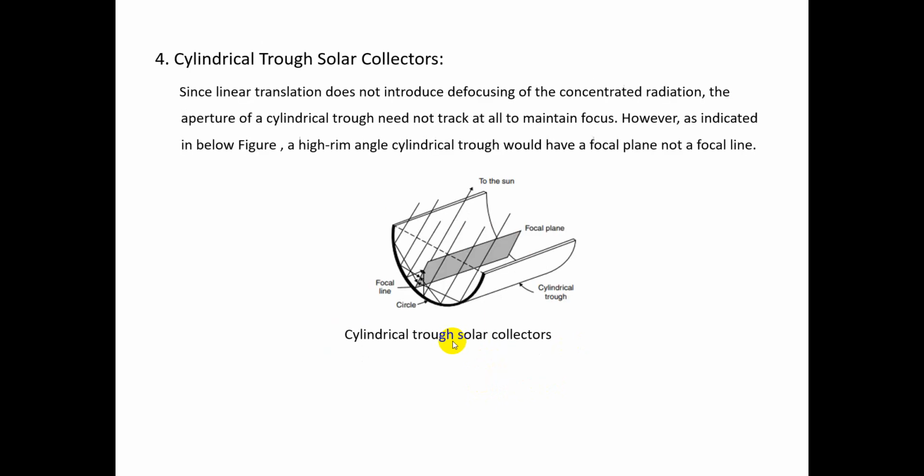Moving on to the fourth type, the cylindrical trough solar collector. Since this is a linear translation, it does not introduce defocusing of the concentrated radiation, but the aperture of this cylindrical trough needs to be tracked at all times to maintain the particular focus. If you look at the figure below, with a high rim angle the cylindrical trough could have a focal point, not a focal line. So here we have a focal plane. This is the arrangement of the cylindrical trough solar collector.